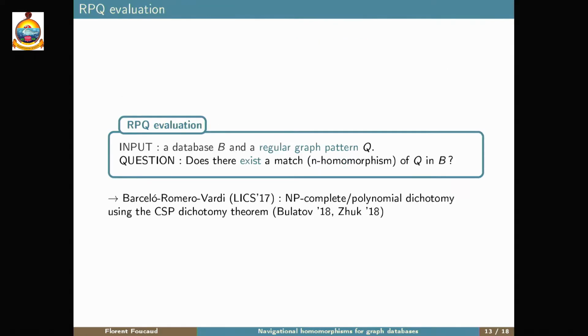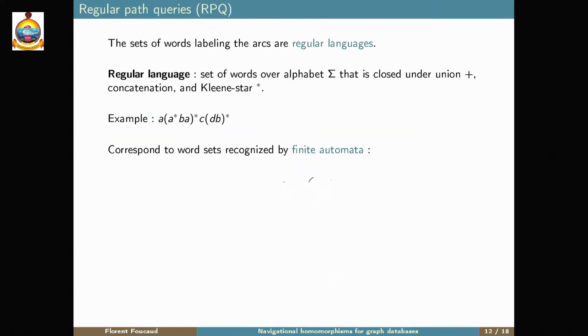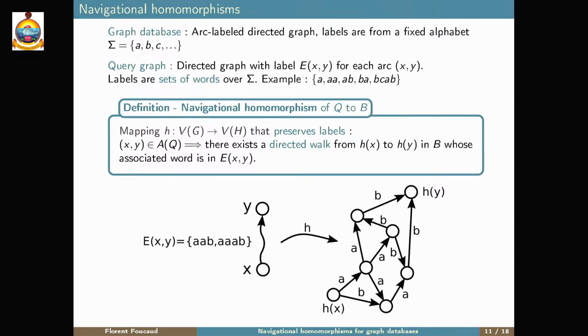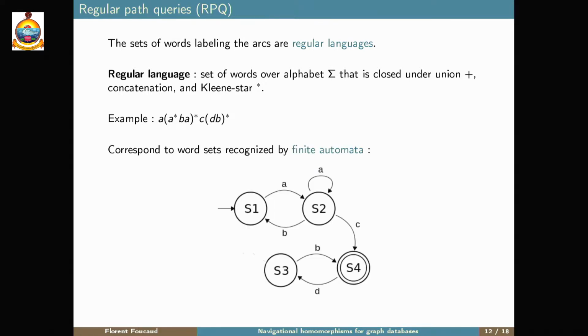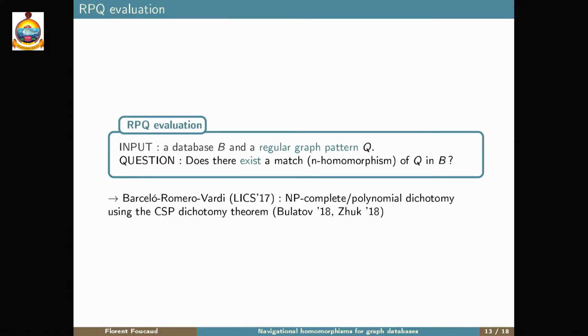So now when I come back to my homomorphism, one of the main things which has been studied is when these sets of words correspond to the regular languages that I just explained. They are called regular path queries, RPQ. So there is lots of literature on that special case.